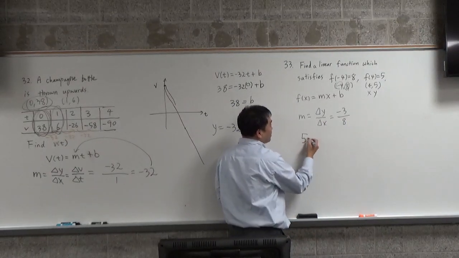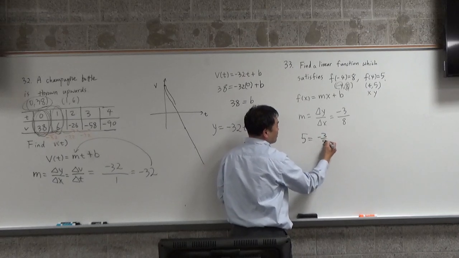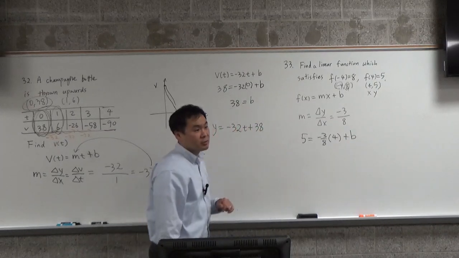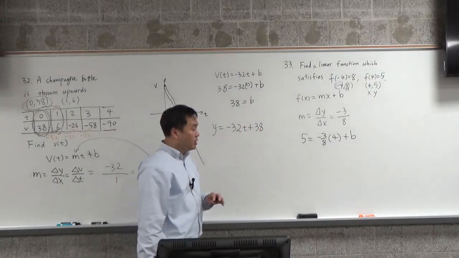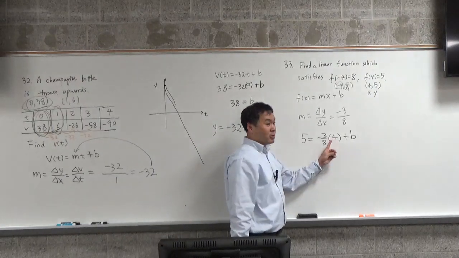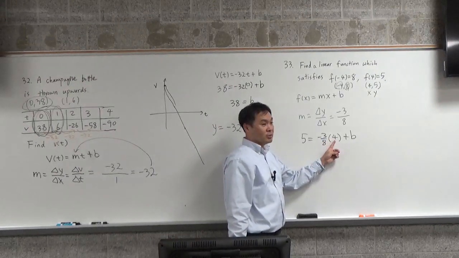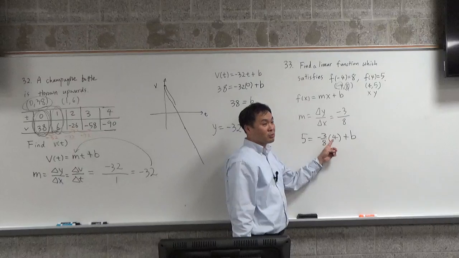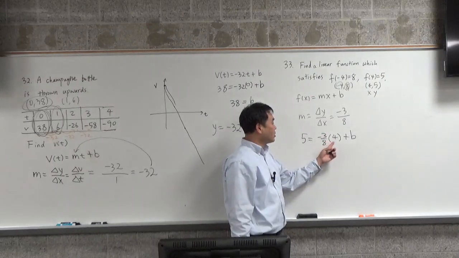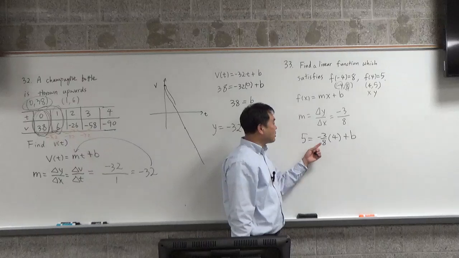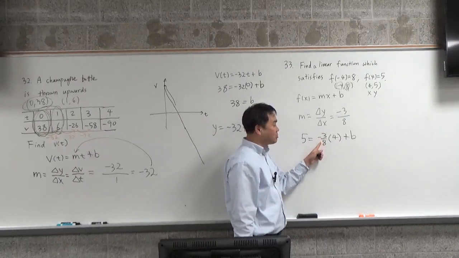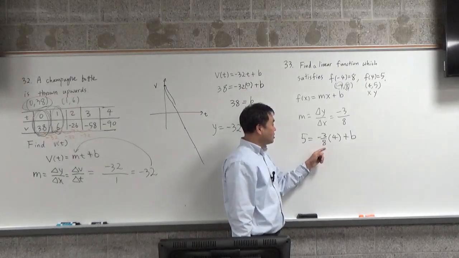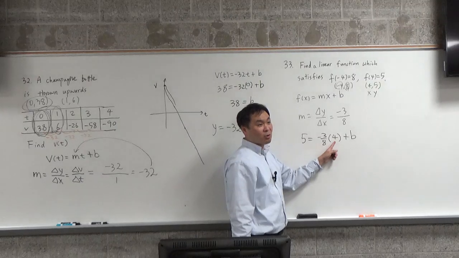So y is 5, m is negative 3 over 8, x is 4, and b is unknown. Okay? How do you multiply a number to a fraction? Yeah, you just... no. It only gets multiplied to the top. Okay. So see, in a fraction, you have people living overground and people living underground. Some hermits that live underground. Normal people just live overground.